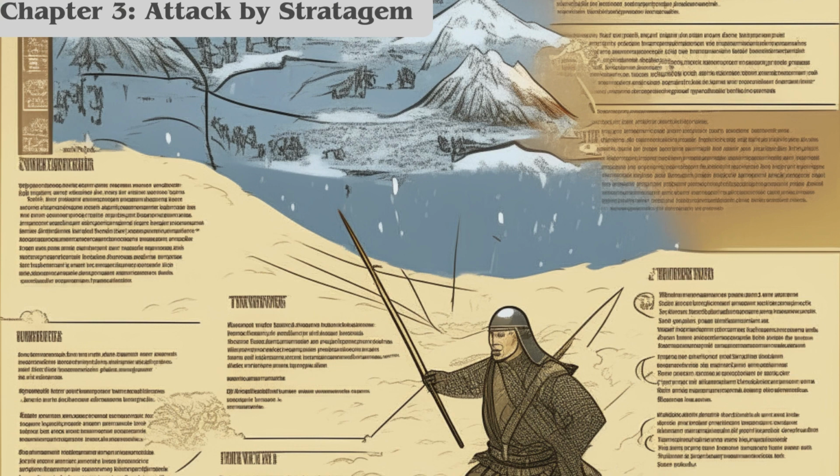Chapter 3, Attack by Stratagem. Deception plays a crucial role in the art of war. Sun Tzu emphasizes the use of cunning strategies to bewilder and deceive the enemy. He delves into the significance of understanding when to project weakness and when to project strength in order to exploit the weaknesses of the opponent.